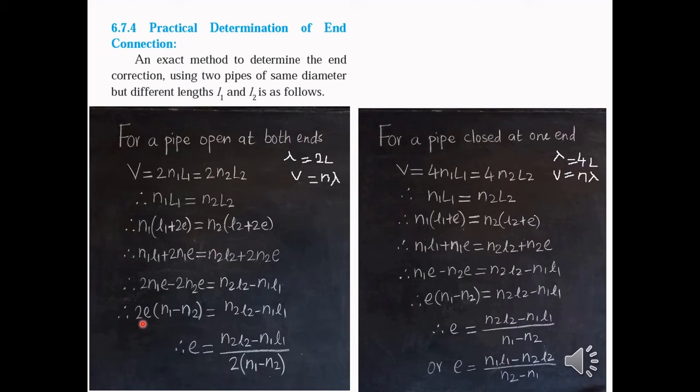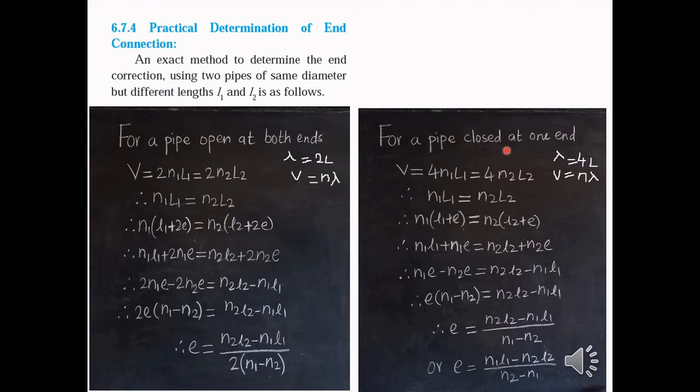Taking this 2e common, we get twice E into bracket N1 minus N2 is equal to N2 L2 minus N1 L1. Therefore, E, that is the end correction, is equal to N2 L2 minus N1 L1 divided by 2 into bracket N1 minus N2. Now instead of taking this term to LHS, if you take this term to RHS and this term to LHS, we get E is equal to N1 L1 minus N2 L2 divided by 2 into bracket N2 minus N1.